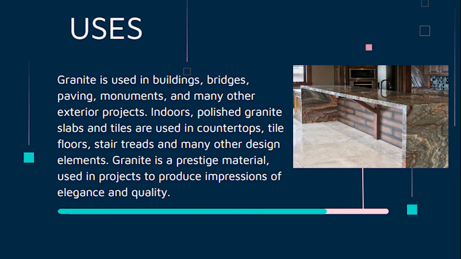Now, granite is used in buildings, bridges, paving, monuments, and many other exterior projects. Indoors, polished granite slabs and tiles are used in countertops, tile floors, stair treads, and many other design elements. Now, granite is a prestige material used in projects to produce impressions of elegance and quality. And a lot of persons probably have some granite countertops in their homes as well. It's very common. It does project the idea that there's some sort of elegance and quality in the home. That's why a lot of persons opt to get granite countertops or granite tiles, and stuff like that.